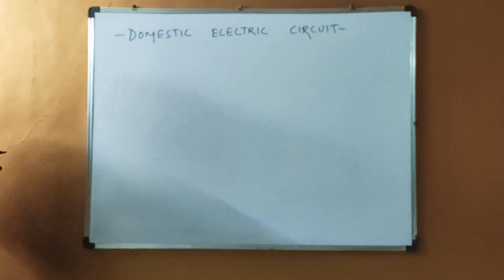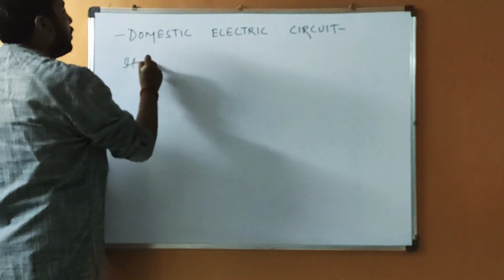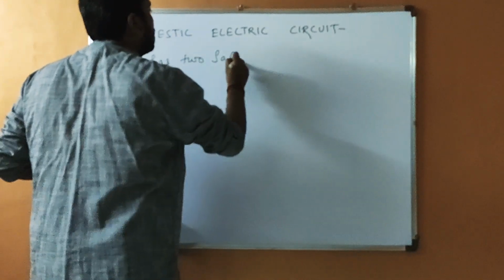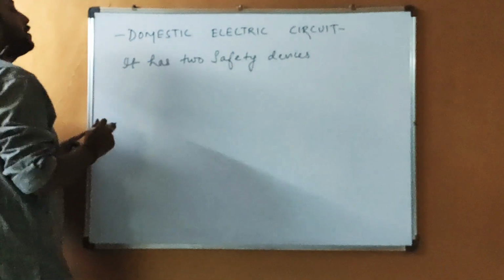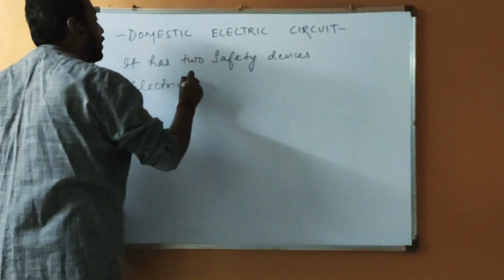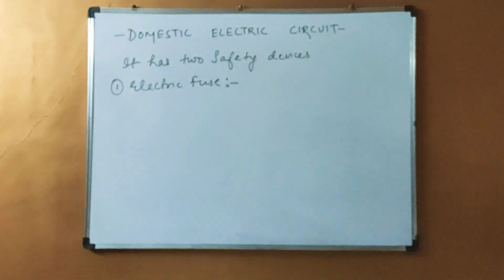Actually, every domestic electric circuit, that is the connection that is made in a house, consists of two safety devices. Every domestic circuit must have these two safety devices. Number one is electric fuse, that we have already studied in the previous chapter, but we will do a small recap for the electric fuse.